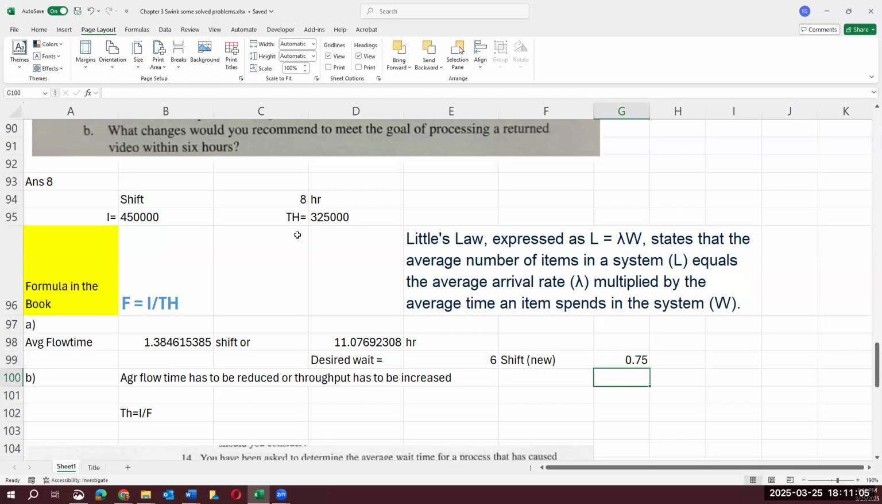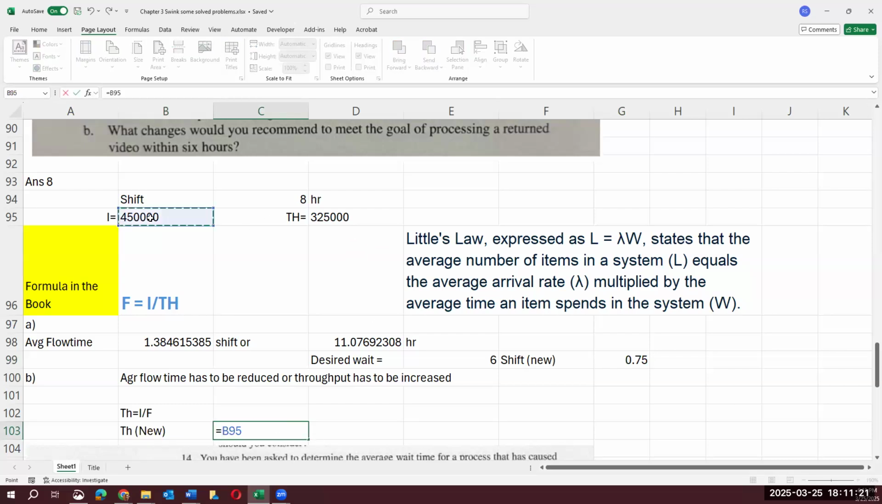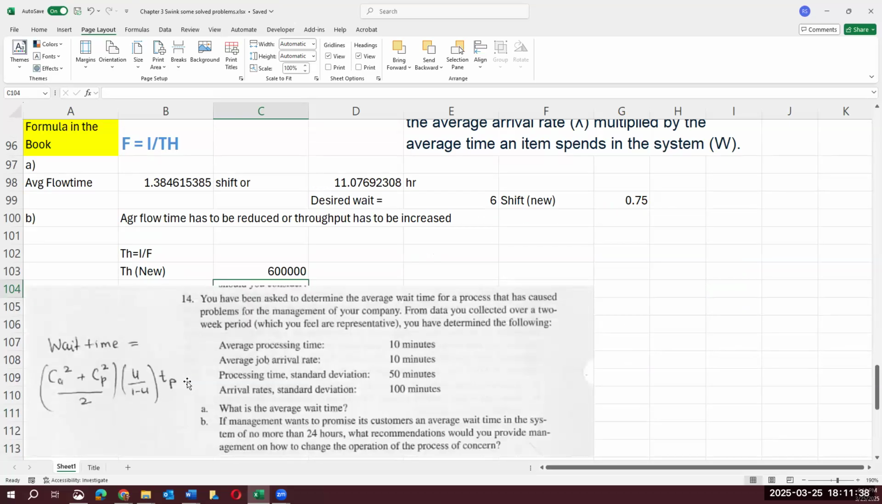And for that to happen, you have to process at a much higher rate. So let's calculate what the new throughput rate will be. It is simply the average quantity divided by this new flow time. And that tells you that they have to increase their capacity so that they can handle 6,000 units per day. All right, moving on to the next problem.